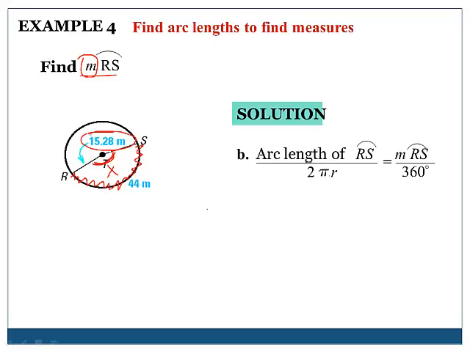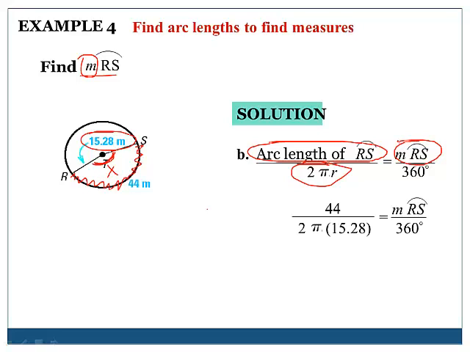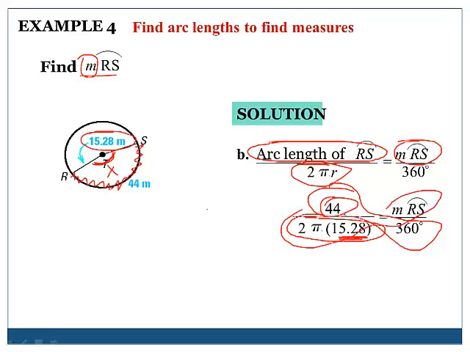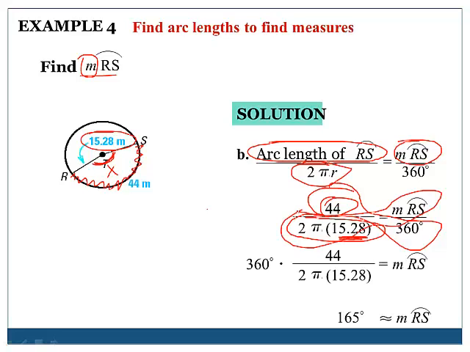So the solution would be you plug it into the formula. So we have the arc length of RS, which we know. We can figure out this one because we know the radius. We don't know this one, so we can call that our unknown. So we basically plug in everything that we know. 44 is what you know as your arc length. Your radius here is 15.28. Plug it into the 2 pi r, evaluate this first, and then once you do that, you can cross multiply and solve. When you do that, you get about 165 degrees for the central angle.